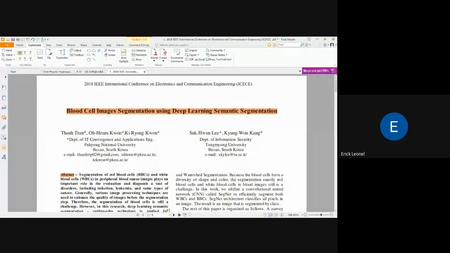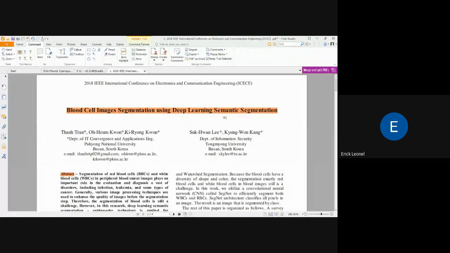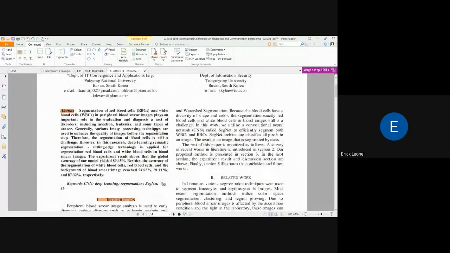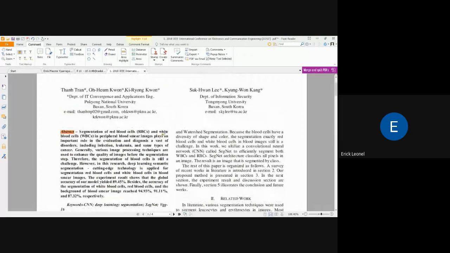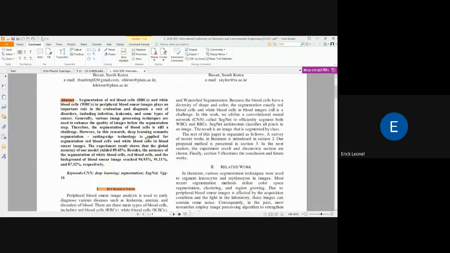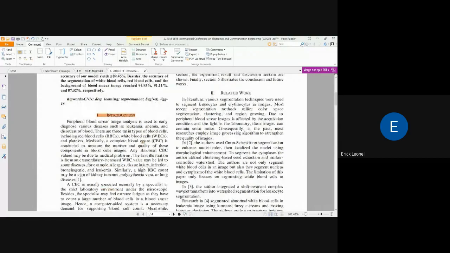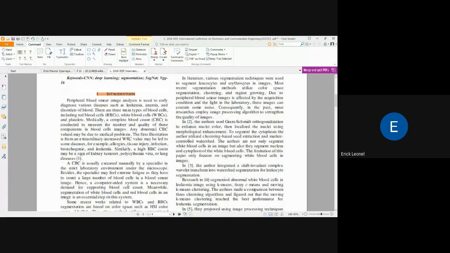Good morning, everyone. Today I'm going to talk about blood cell image segmentation using deep learning semantic segmentation. In this paper, deep learning semantic segmentation cutting-edge technology is applied for segmentation of red and white blood cells in blood smear images. A complete blood count is usually performed manually by specialists, and they may feel extreme fatigue as they have to count a large number of blood cells in blood smear images. Therefore, a computer-aided system is a necessary demand for supporting blood cell count.